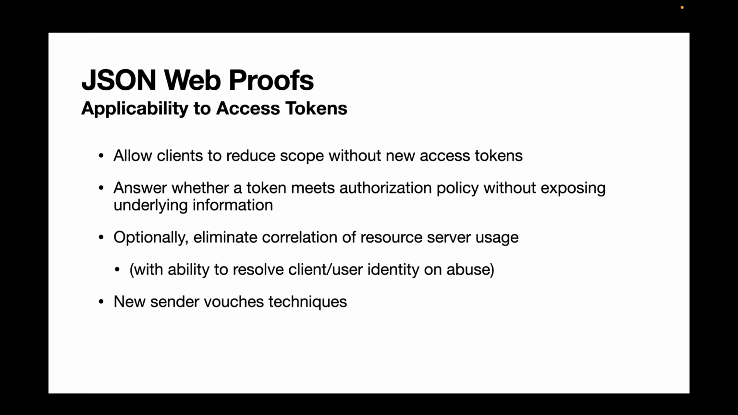If you have a dynamic relationship between ASs and resource servers, the ability to potentially eliminate the correlation factors in the usage of those APIs is something that we haven't seen a lot of, but could come up in certain use cases. And that would still give you the ability to resolve the identity of the client and the user on abuse with the AS or with a third-party audit service. And those proof of possessions give us a couple of new ways to do sender vouchers.